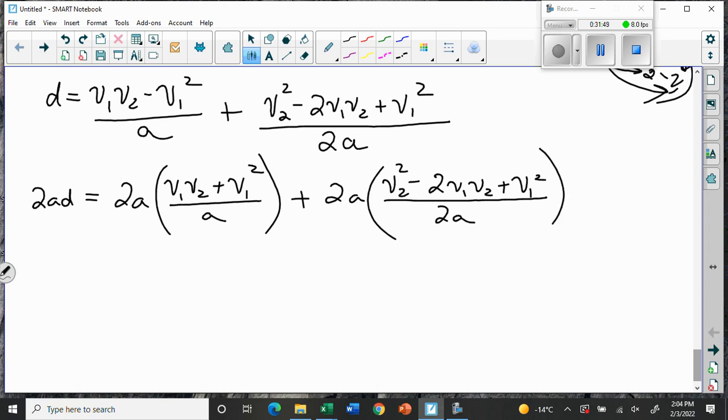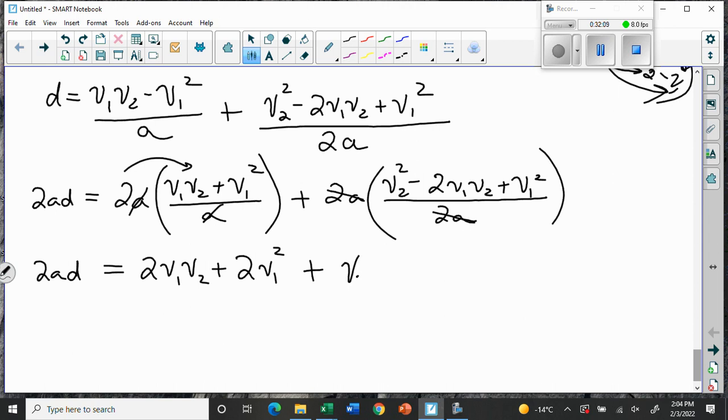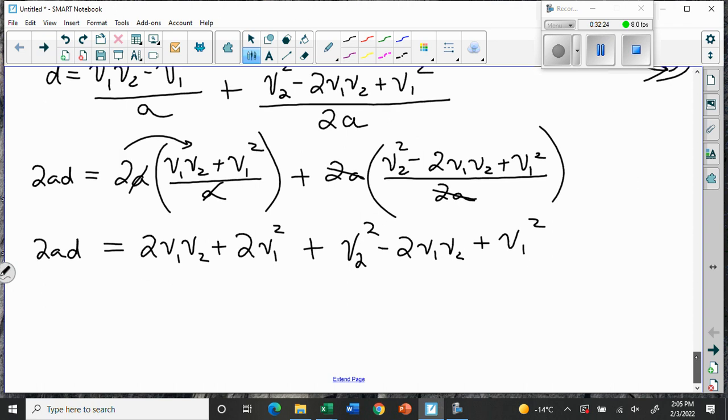Okay. So then we have 2AD. Well, here, divide top and bottom by A and multiply the 2 into the brackets: 2 V1 V2 plus 2 V1 squared. Over here, divide top and bottom by 2A, and those disappear, and you just have V2 squared minus 2 V1 V2 plus V1 squared. I think I have another error.